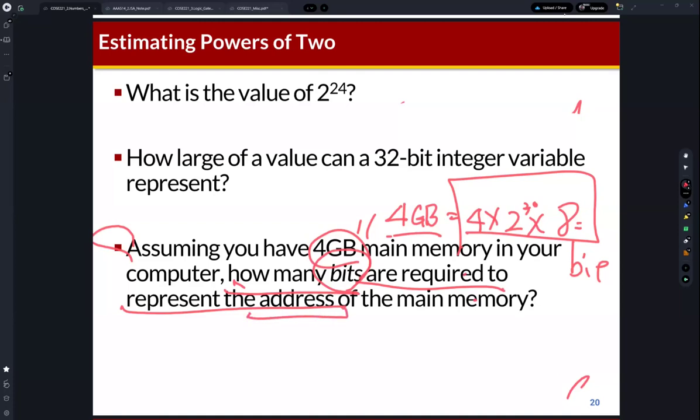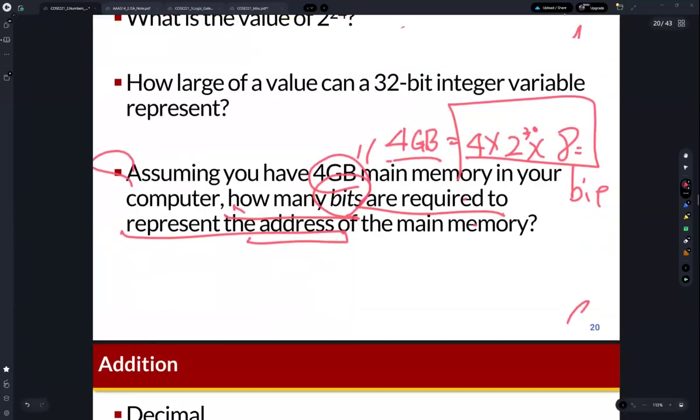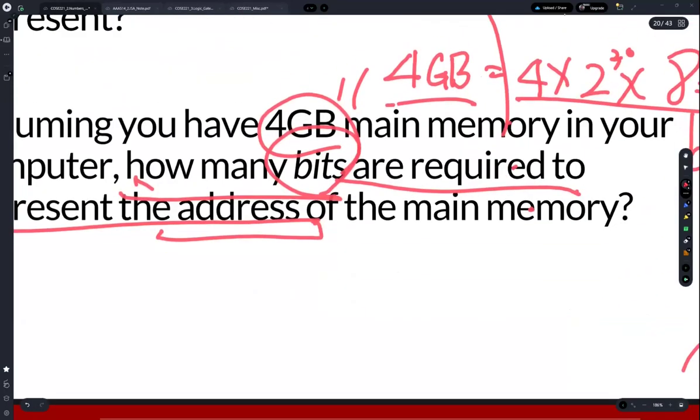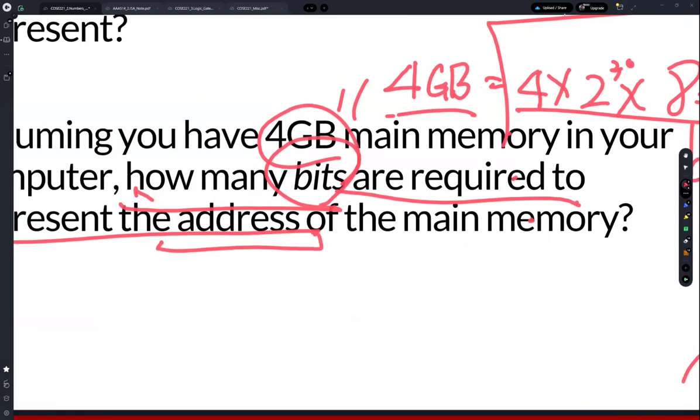So actually we did not learn about memory systems in this course. So I believe you are not familiar with memory systems. So actually the address is similar to the index. So what is the index? What is the index?